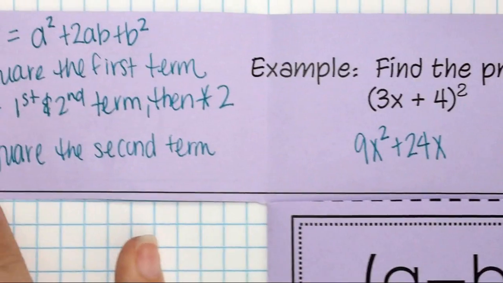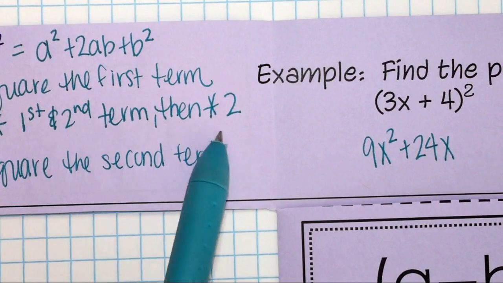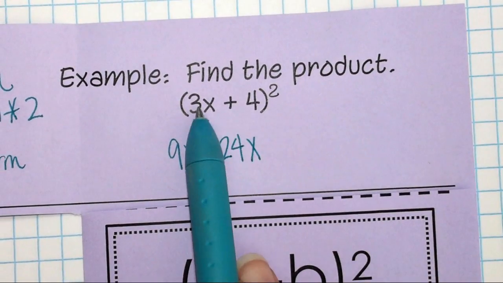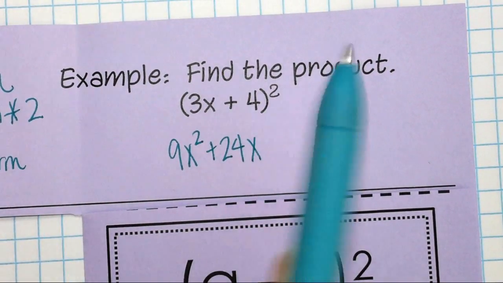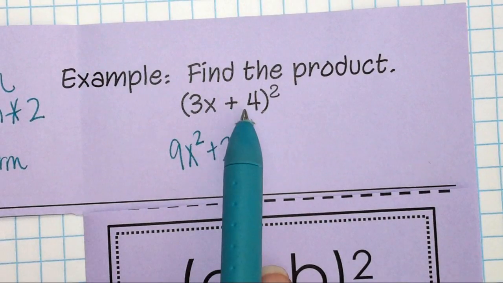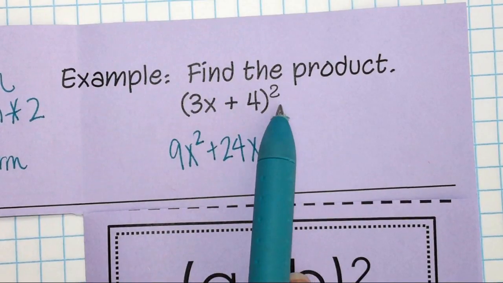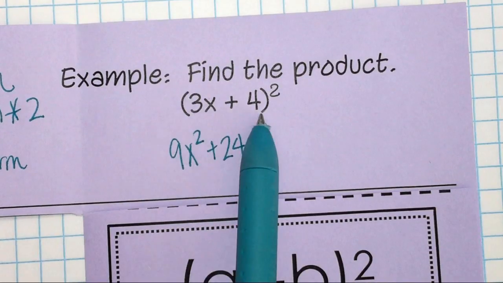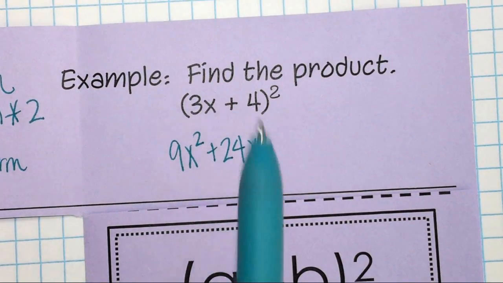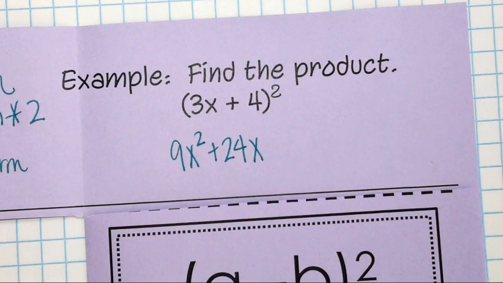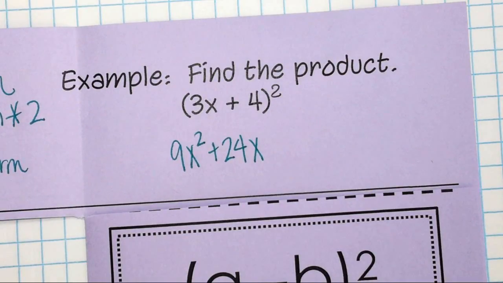Alright, so you know how I said multiply the first and second term, then times it by 2? This is a term, and this is a term. This is the first term. This is the second term. So 3x is just one term. Oh, I see. So you multiply 3x and 4. So you forget the addition sign. Yes.